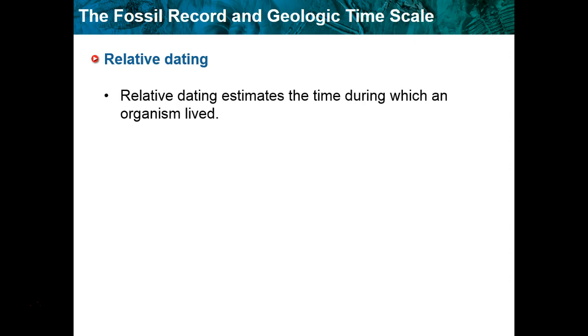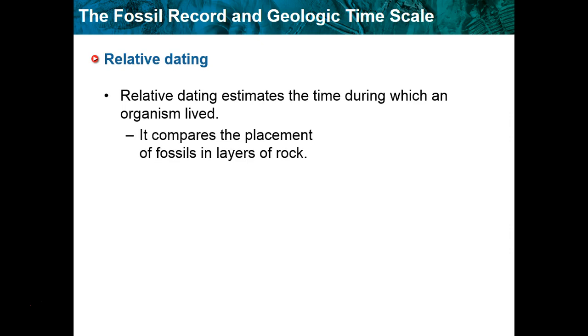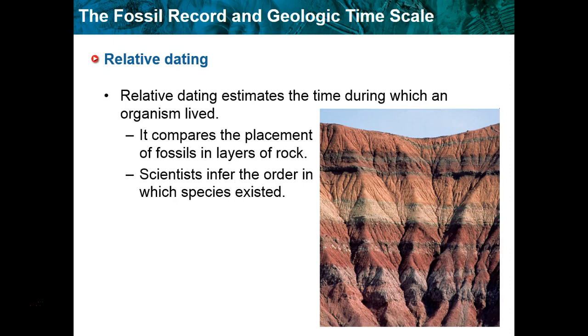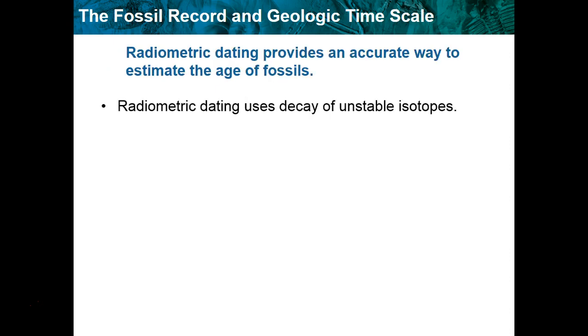One way to know how old a fossil is is through relative dating. Relative dating estimates the time during which an organism lived, which compares the placement of those fossils in the layers of rock that they're found in. Scientists then infer the order in which the species existed. So if you see layers of rock like this, which are very common in Pennsylvania actually, the fossils that might be found in rocks like this can be dated based on what we know about the rocks that surround it.